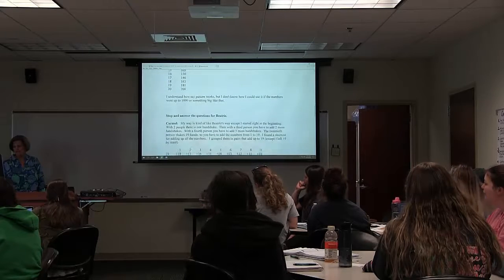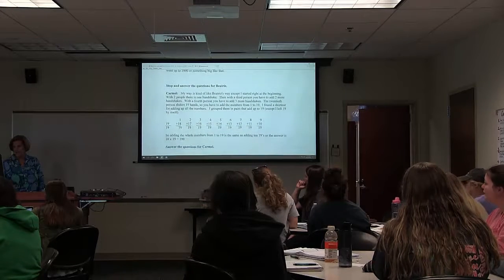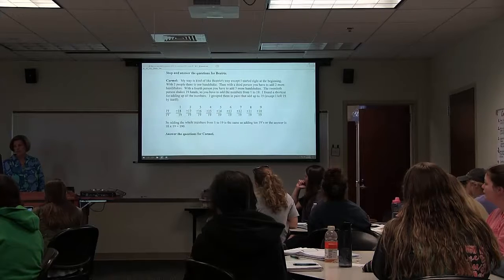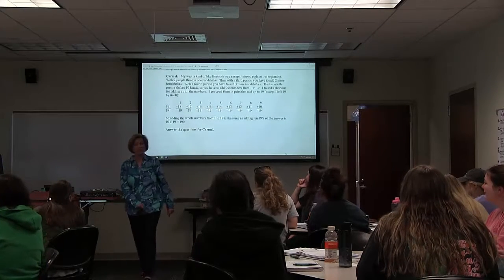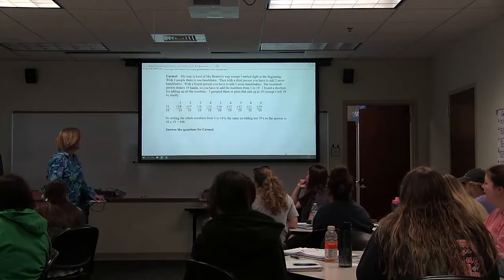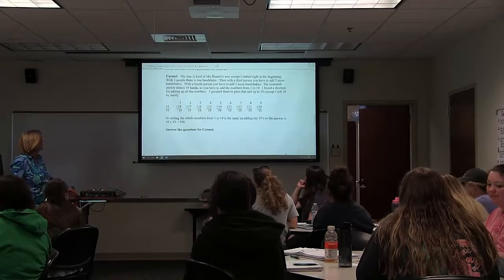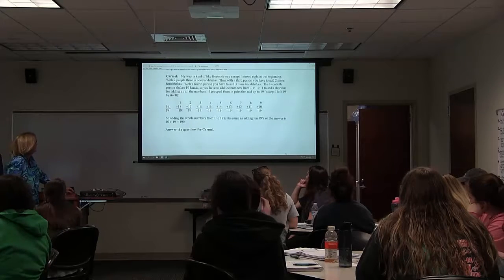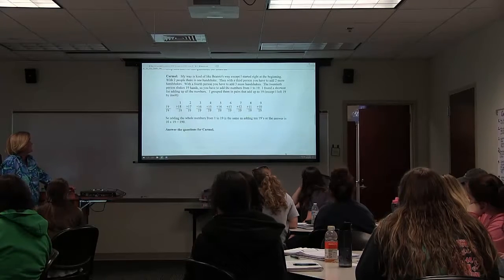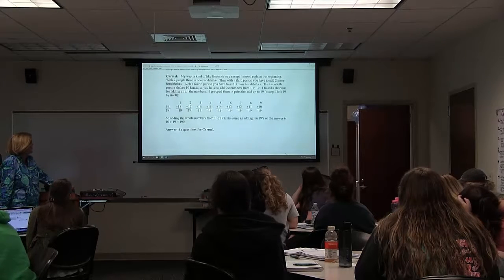Okay? All right. Here's Carmel. I think it's probably Carmel. All right. My way is kind of like Beatrice's way, except I started right at the beginning. With 2 people, there is 1 handshake. Then with the 3rd person, you have to add 2 more handshakes. With the 4th, you add 3 handshakes. The 20th person shakes 19 hands. So you have to add up all the numbers from 1 to 19.